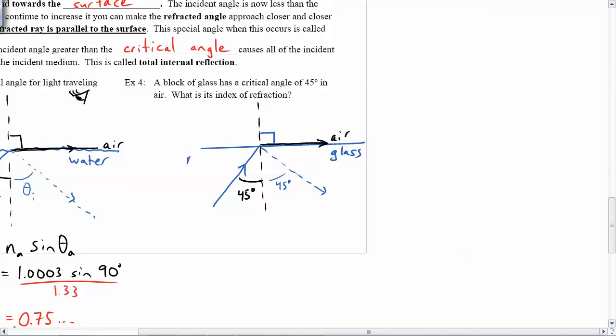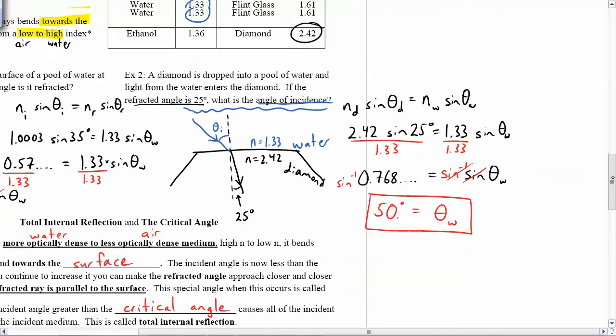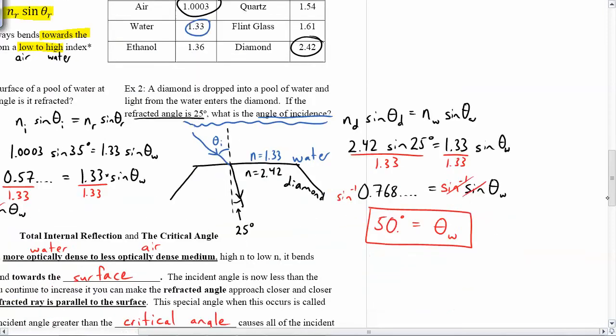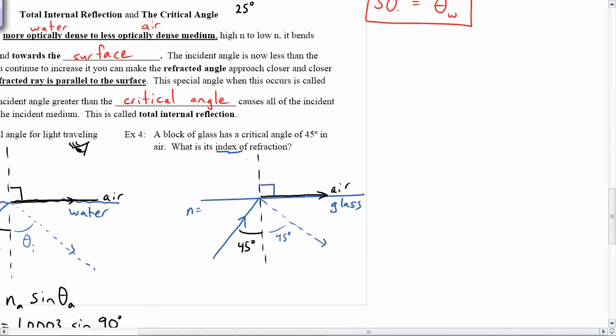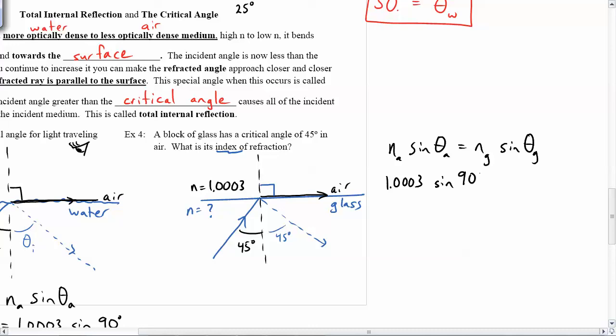So we've got to look up the N for glass. Oh no, we need to find it. We're trying to find the N for glass. What is the index? We don't know. But we do know the N for air. N for air is 1.0003. So N air, sine of the angle in the air, is N glass, sine of the angle in the glass. N air is 1.0003. For critical angles, the refracted light will be going out at 90 degrees. And the angle in the glass is 45.